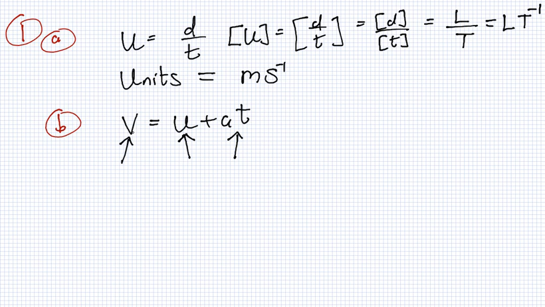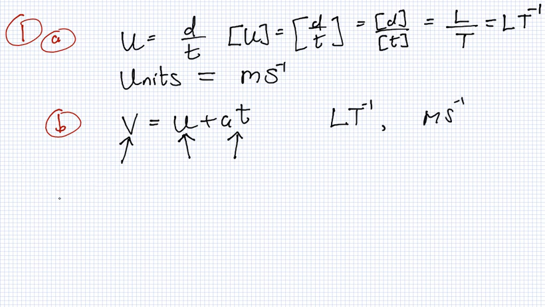So basically all these three things must have the same units, and we already know the answer for U, so the answer for V is the same as the previous one. The dimension is length per time, and the units is meters per second.